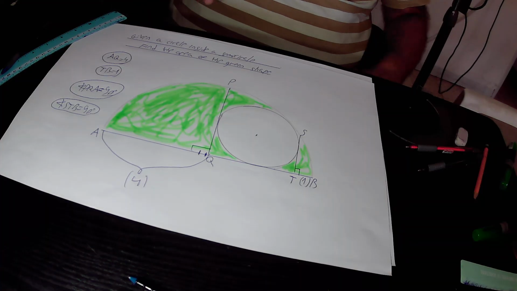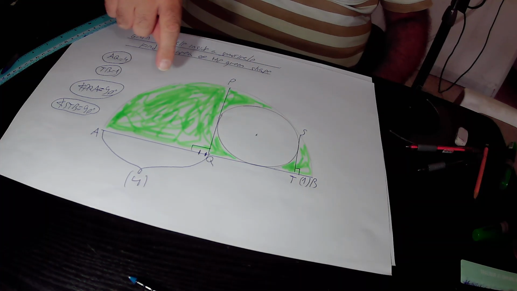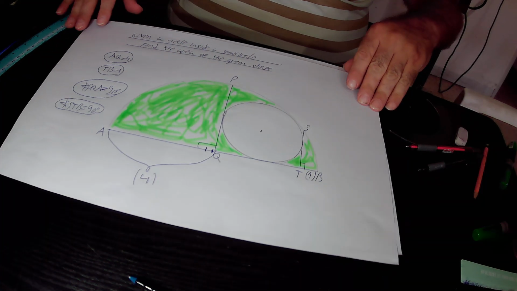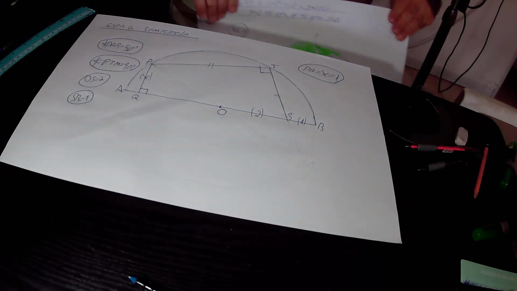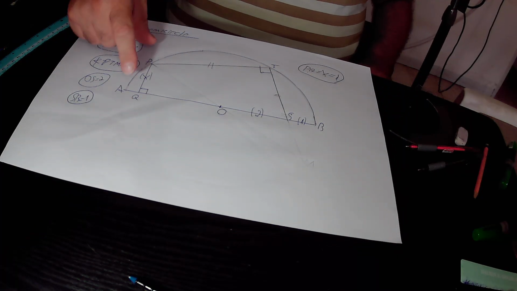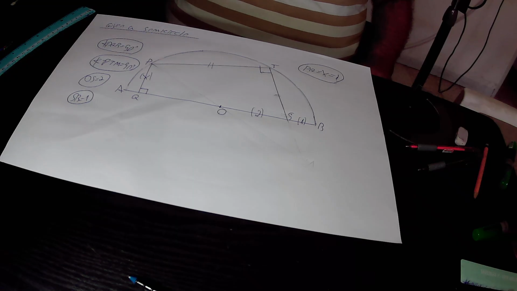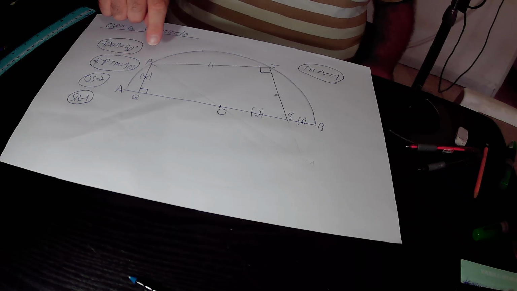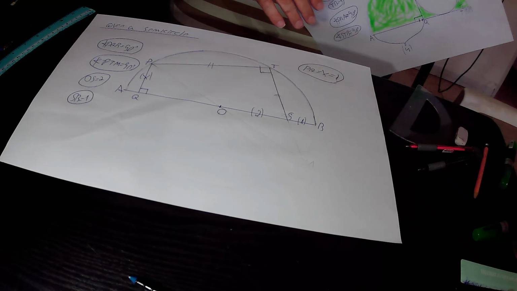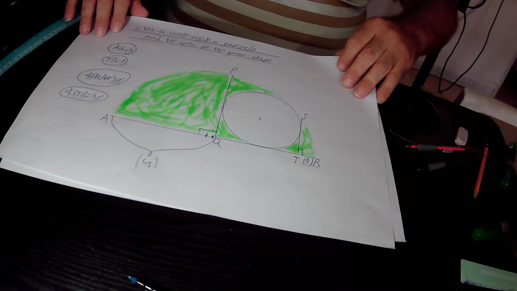Hello, in this lecture I will answer two questions. In the first question, we find out the area of this green shape, and in the second question, we find out the length of this line segment PQ that is equals to x. We have to find out the value of x. So we start with the first question.